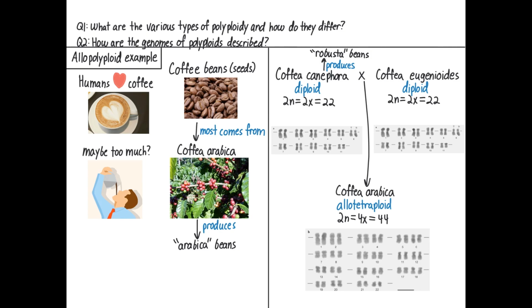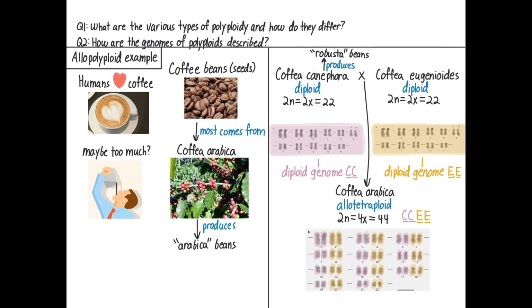This tetraploid genome is comprised of 2 subgenomes, CC and EE, with the EE subgenome coming from eugenioides and the CC subgenome coming from canephora. In this example, canephora and eugenioides both had the same number of chromosomes, 22, and each contributed all 22 of them to arabica, which has 44.